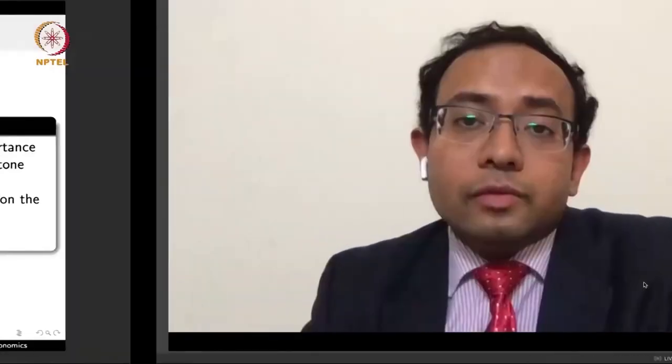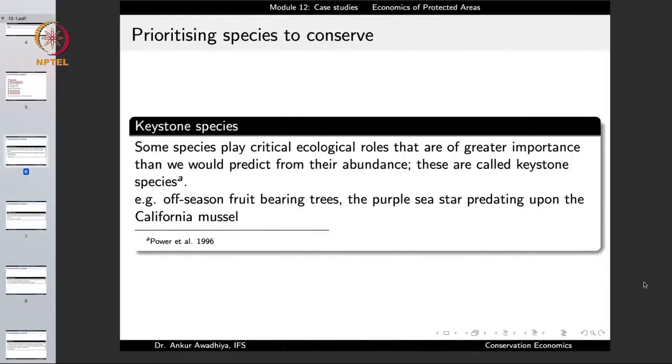So a scientific way of looking at which species to conserve looks at whether or not they are keystone species. Keystone species play critical ecological roles, which means that they have an importance that is much greater than their numerical abundance in an ecosystem. Things such as off-season fruit-bearing trees are keystone species. So what we mean by a keystone species is that the impact these organisms have on an ecosystem is much greater than their numerical abundance.